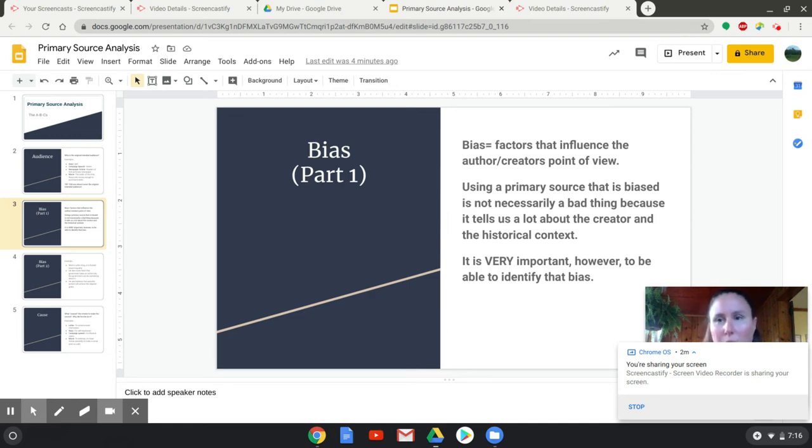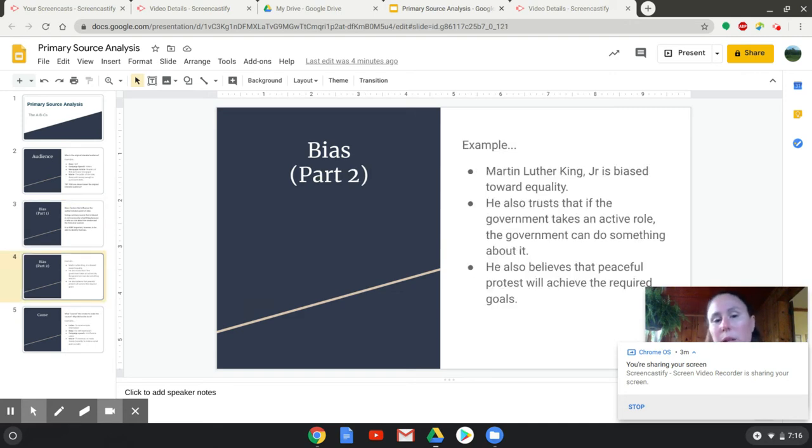The way a picture is cropped is part of the bias. What is chosen to be published or covered in a newspaper article is part of the bias. The bias is any factors that influence the author or creator's point of view. Using a source that has bias, because we think all primary sources have bias, it's not a bad source to choose. It's just that you need to know where that source is coming from. Where is that creator coming from? So you have to be able to identify the bias.